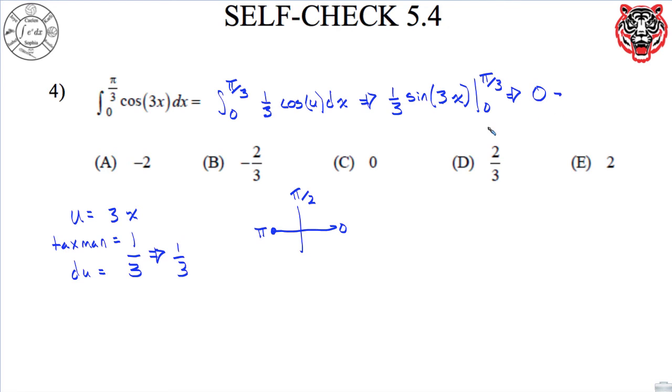Alright, and that's going to be subtracting whatever happens when I plug in 0. So when I plug in 0, it's going to be sine of 0, and that means I'm right here. Sine means I'm in the y-coordinate. How much up and down am I moving at this point? 0. So 0 times a third, and I get 0, so the correct answer here is C.